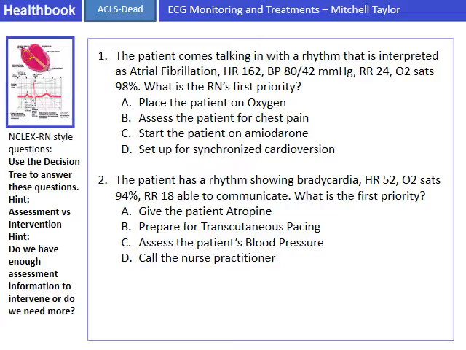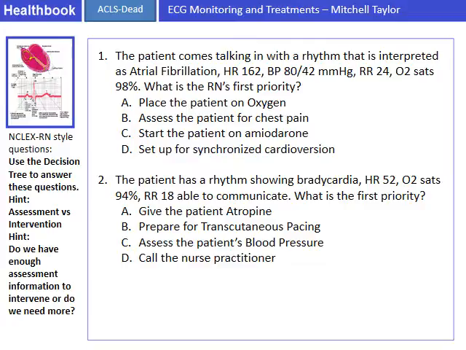showing bradycardia, 52 heart rate, sats 94%, respiratory rate 18. What's the first priority? Now, do I have all my information? The heart rate's 52, which is low. O2 sats 94%, which is possible. Respiratory rate normal. It's on the high side, but it's normal. I want to intervene, but the thing is that I don't have enough assessment information to answer the question, is the patient stable or unstable?